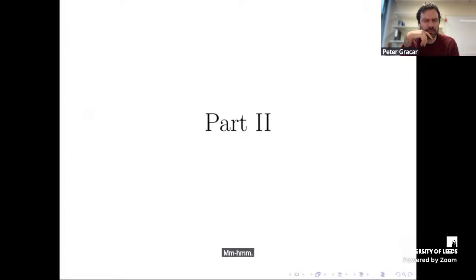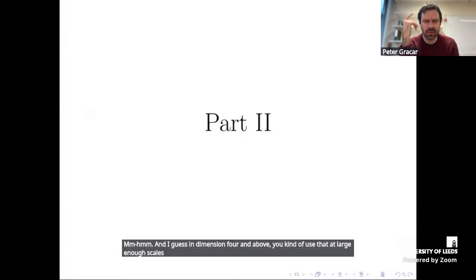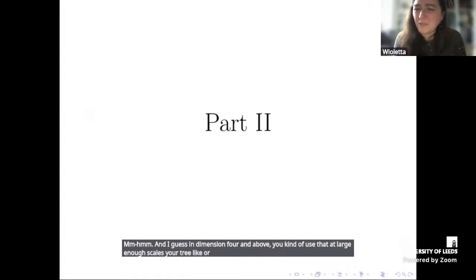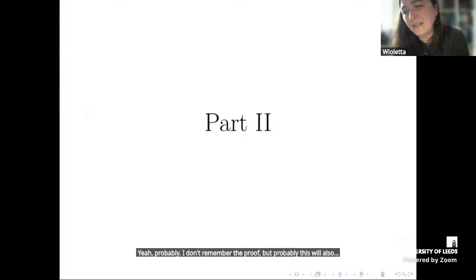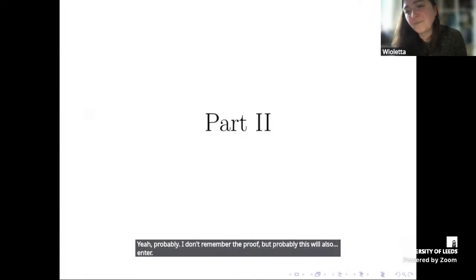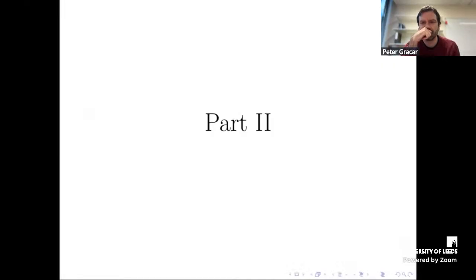And I guess in dimension 4 and above, you kind of use that at large enough scales you're tree-like, or? Probably. I don't remember the details of the proof, but probably this will also enter. All right, thanks.